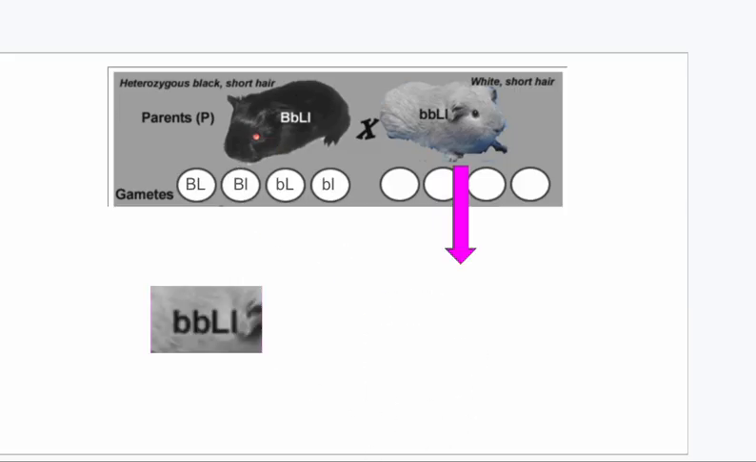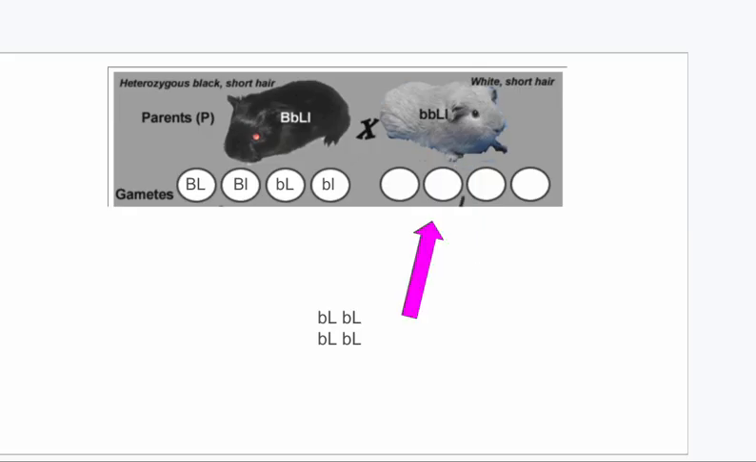Then let's do the same thing for mom's genotype. We've got homozygous recessive for hair color, and heterozygous for hair length. We're going to do the same thing. We pair our first letter with the first letter, and then the first letter with the second letter. So we get lowercase b, capital L, lowercase b, lowercase l. Then we do the same thing with the second letter. We pair the second letter with the first letter, and the second letter with the second letter. That gives us lowercase b, capital L, lowercase b, lowercase l, and that goes in those blanks.